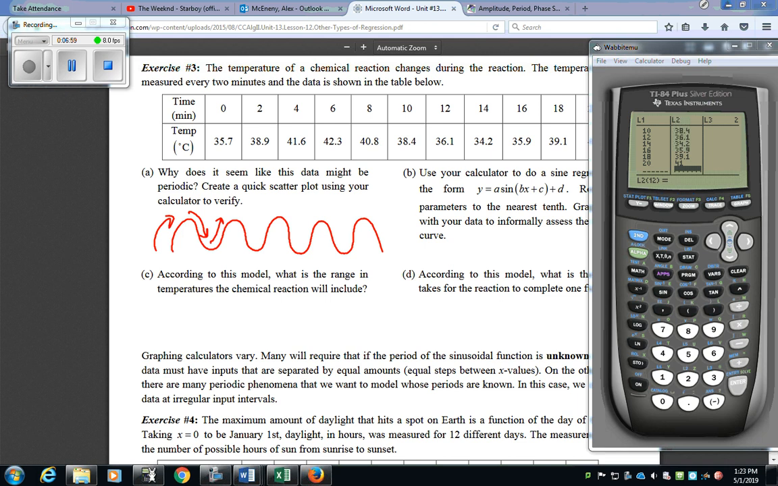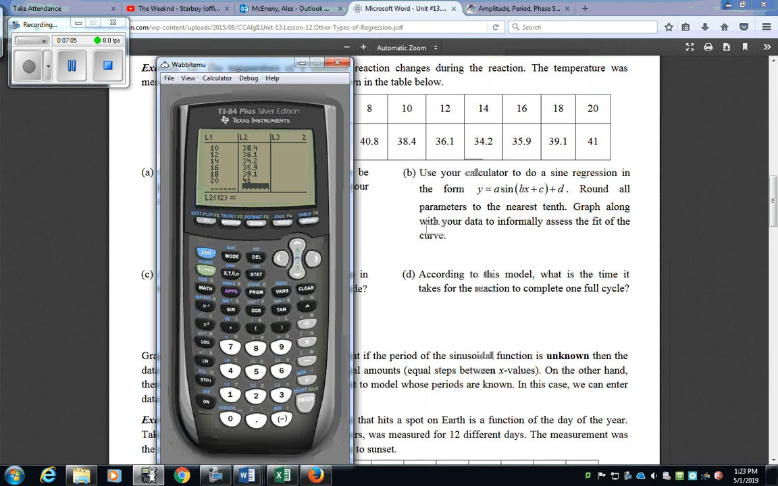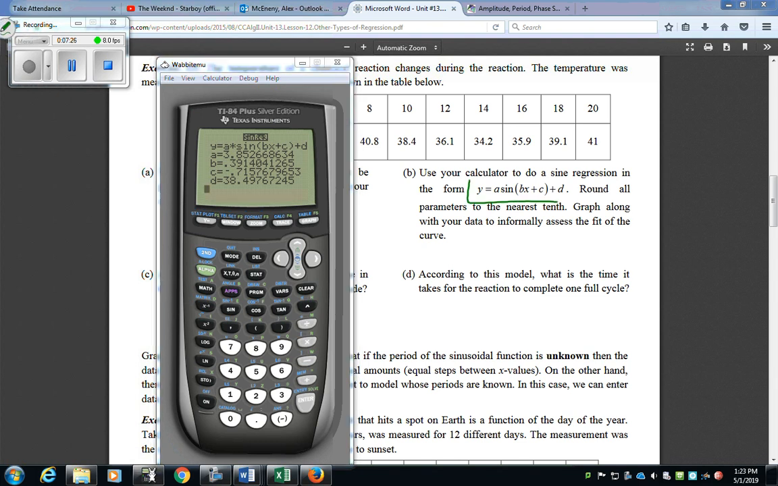So we're going to talk about now part B. In part B, they want us to use the calculator to do a sine regression. So if you go back to stat and calculate, and you press the up button, you'll see sine regression is choice C. So we're going to leave all the settings the same, and then we're going to hit calculate. It's going to take a second, and then it's going to give us 4 numbers, kind of like this equation is written here. And they want us to take those and round them to the nearest tenth.